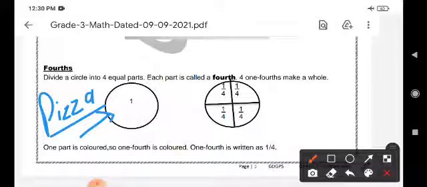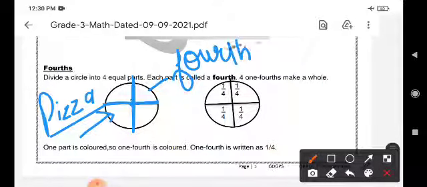First, you will make 2 parts of the pizza. Then you will cut these two parts and these two parts. In this way, you are going to cut it first vertically, then horizontally, and automatically 4 equal parts are made. Each part is called a fourth. So, how many fourths make a whole? 4 fourths. How? 1, 2, 3, 4. 4 fourths, 4 1/4ths make a whole.